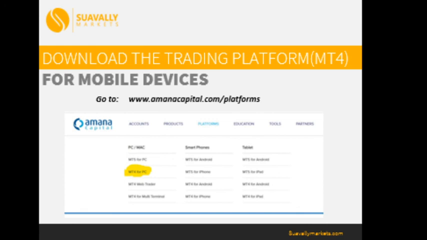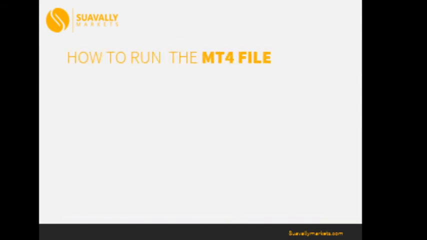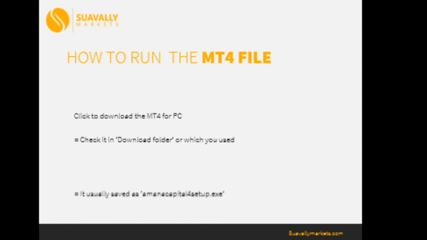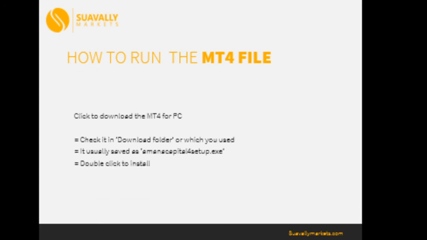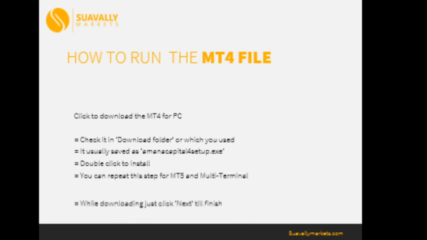So you go to the website amanacapital.com/platforms. Go to MT4 for PC. To run the MT4 file, click on download. After downloading MT4 for PC, check in your download folder. It's usually supposed to be saved as Amana Capital setup.exe. Double click to install. You can repeat the step for MT5 and multi-terminal. While downloading, just click next till you finish.